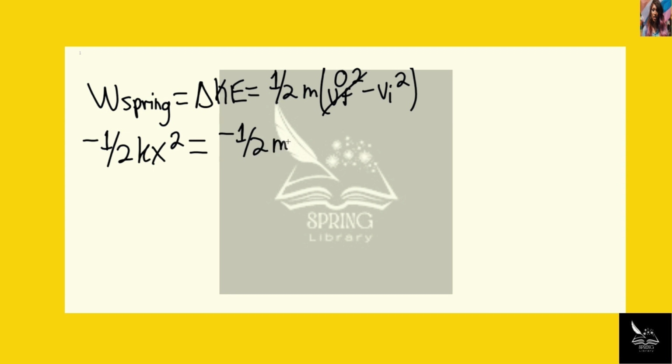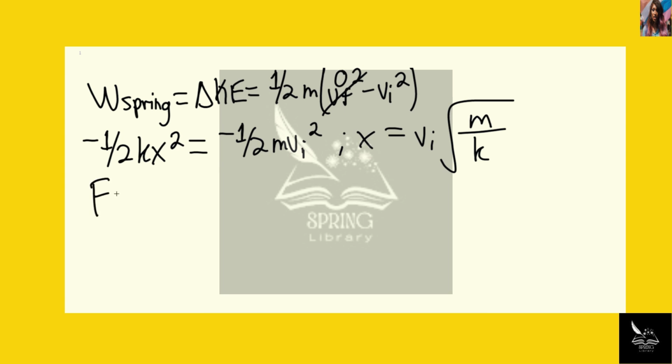1/2 m v initial squared. So essentially, we know that x is going to be equal to v initial times the square root of the mass divided by the spring constant. And we know that force is equaling the mass times acceleration, which will equal negative kx.